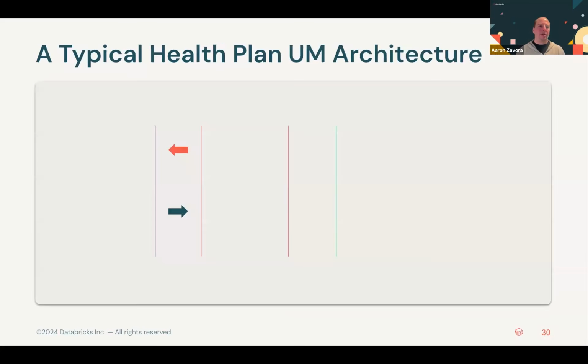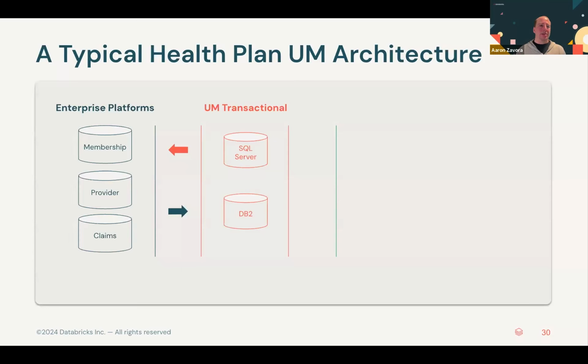And if we look at how this is typically done in a health plan today, we have what I'd call the utilization management transactional system. So the day-to-day operations of implementing prior authorizations on the health plan is done with one or many transactional systems. Sometimes these transactional systems are implemented by vendors. And often these transactional systems need to be able to interface with your other enterprise platforms like membership, provider, claims, plan sponsor, right? So there is a back and forth that happens at the transactional level.